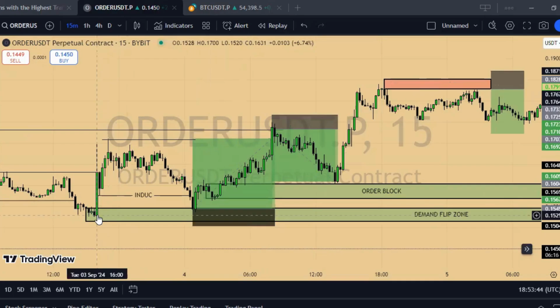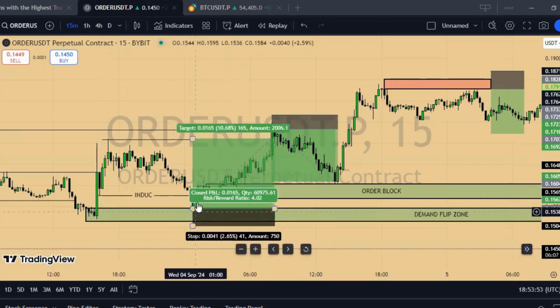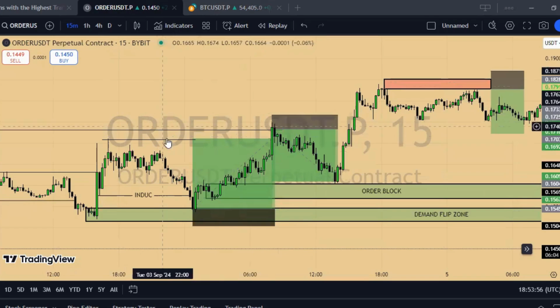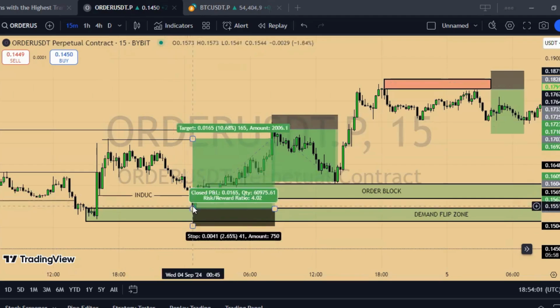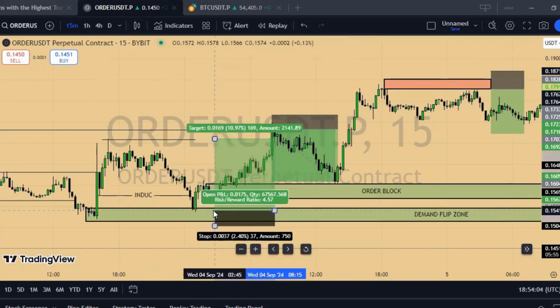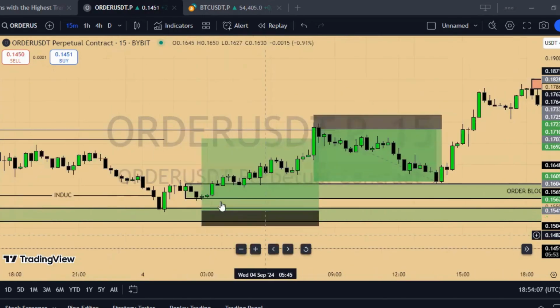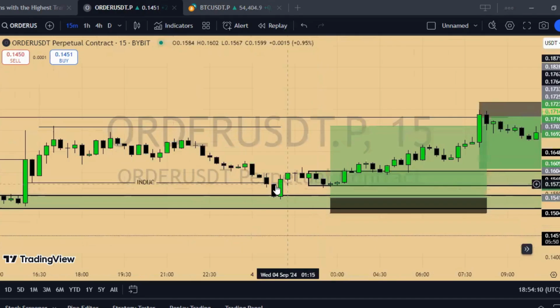Now, when price came to my entry, what did price give me? Price gave me a bullish engulfing candlestick pattern. As you can see, this is a bullish engulfing candlestick pattern, which will make so many traders enter their long right here, because this candlestick formation is a confirmation candlestick.